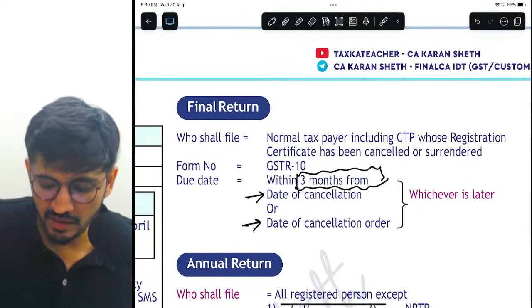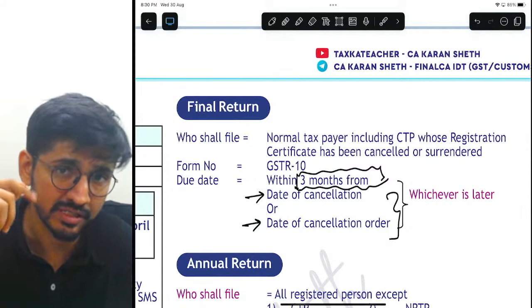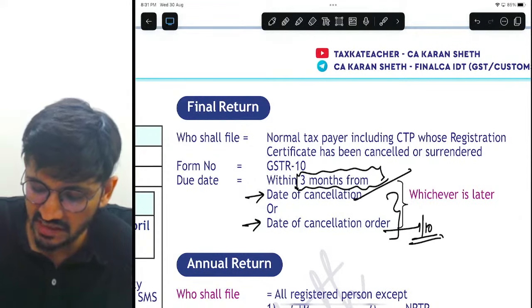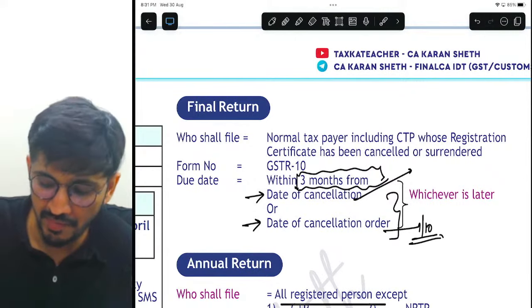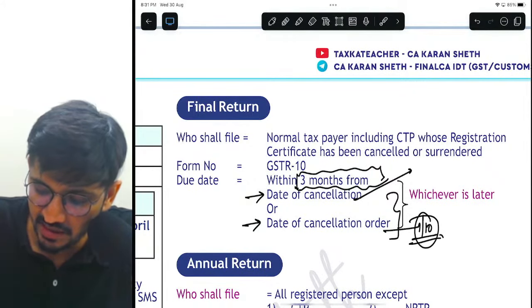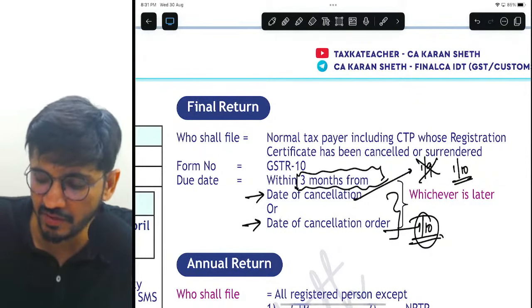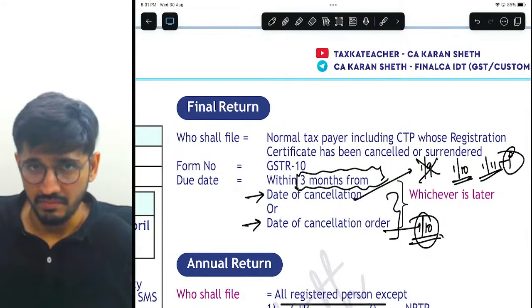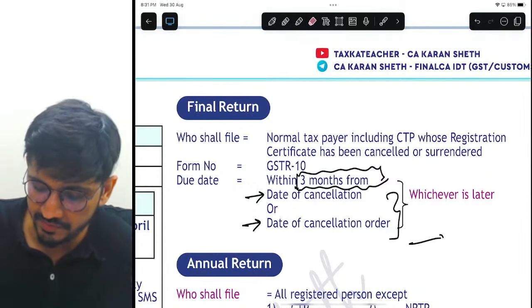Now, a lot of people ask me, sir, what is the difference between both of them? Very simple. Date of cancellation order is the date when the order is passed. Let's say on 1/10, the order is passed. But date of cancellation is the date when the cancellation has actually come into effect. So it can be retrospective. If it's retrospective, it will be before 1/10. And in case it's prospective, it can be 1/10 or any date after 1/10, let's say 1/11 or something like that. That is prospective. So one is retrospective and one is prospective. So that is what it is, my dear friends. Perfect.